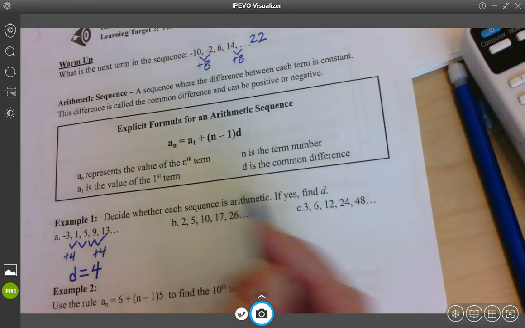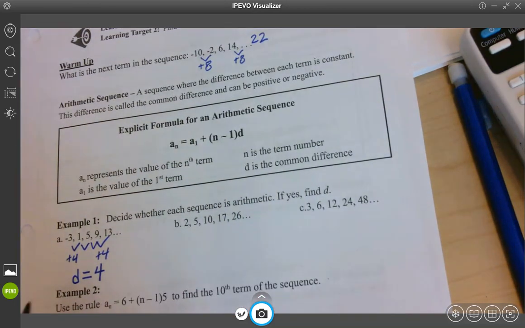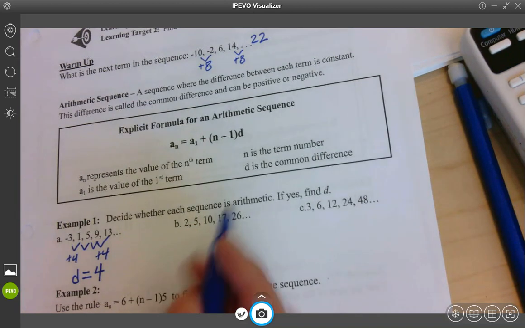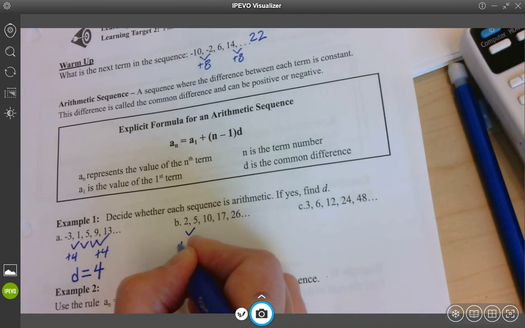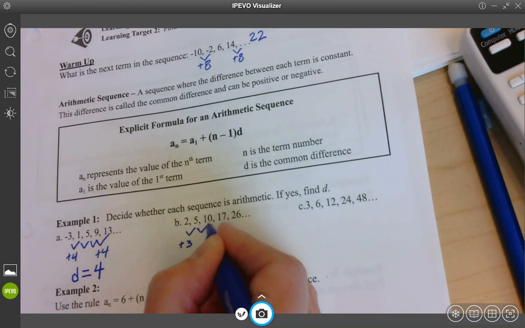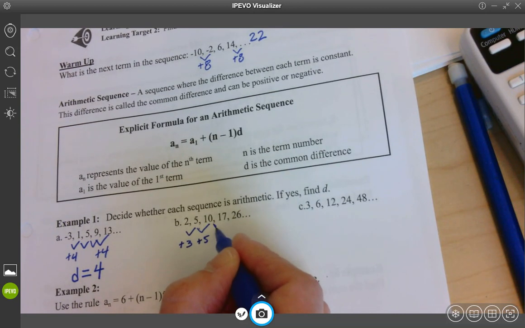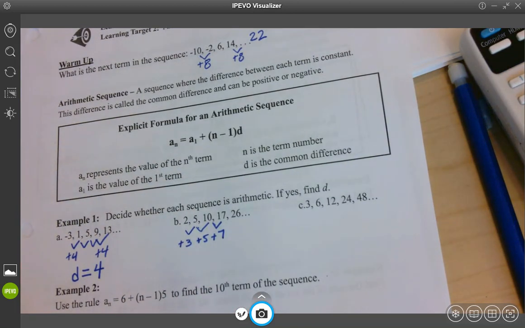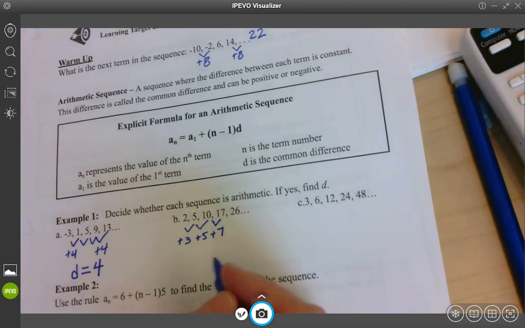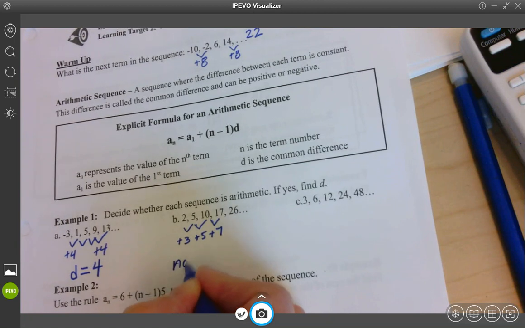Okay, next one, is it arithmetic? So this is adding 3, right? What's that adding? 5. Yeah, so there's a pattern to it, right? But is it adding the same number each time? No. So, not arithmetic.